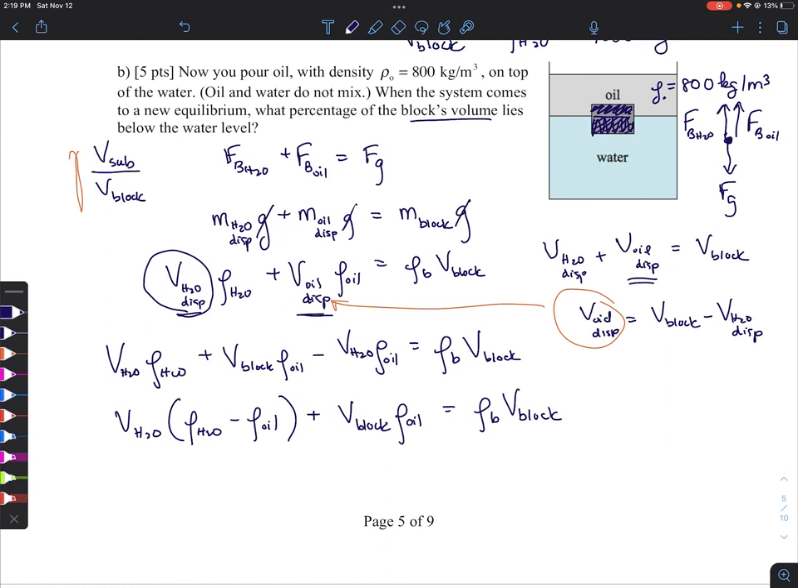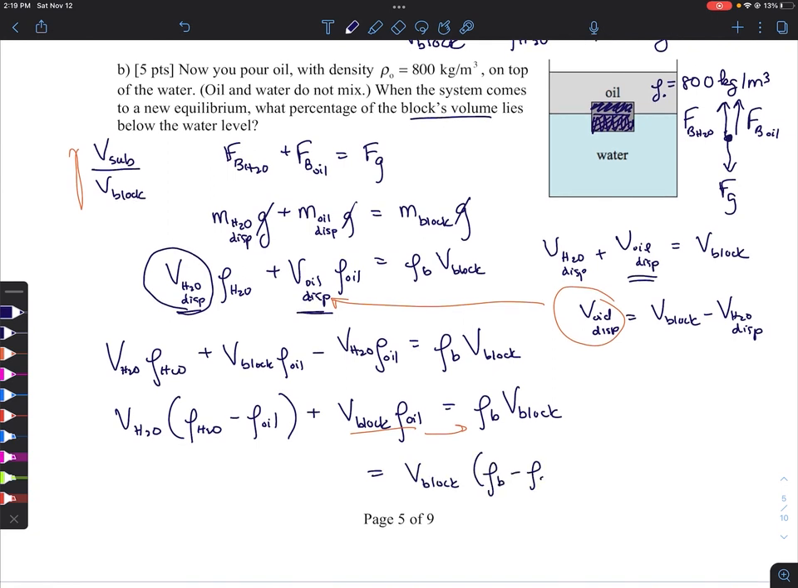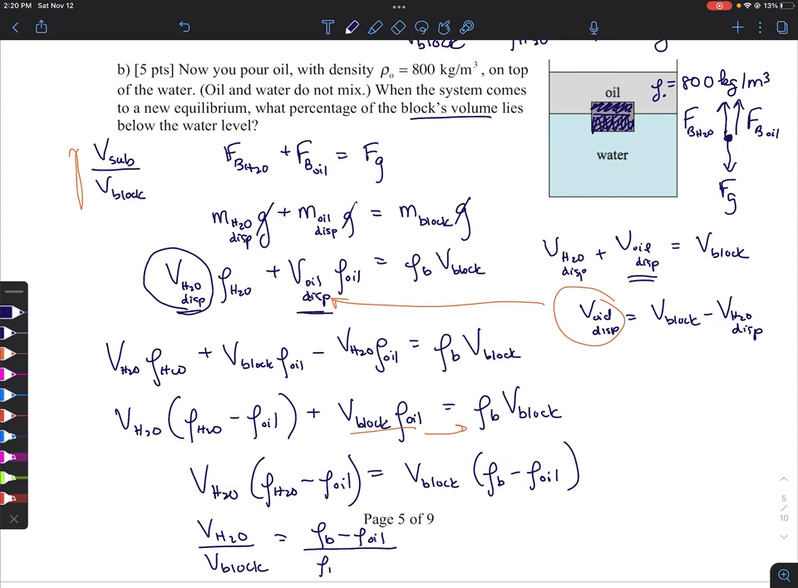And then I can move this term over to the other side and factor that out. So the right side will become V block times rho block minus rho oil. And on this side we have V water times rho H2O minus rho oil. Now if we solve for the ratio V H2O over V block, which is what we're after, that's going to be rho block minus rho oil over rho H2O minus rho oil.